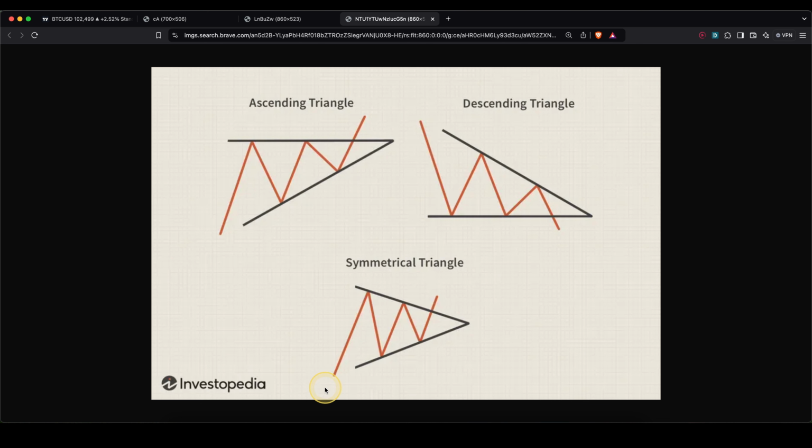Both of them are often possible. It's a little bit more likely that it goes out the same direction it went into the symmetrical triangle. So if it went down inside of this triangle, it's a little bit more likely that it also goes down afterwards. But either way, it's also useful to speculate on a price move. Once it breaks out of this triangle, up or down, you can place your bets once it has confirmed the breakout of such a triangle.